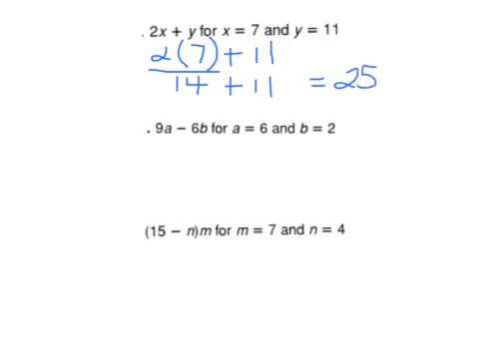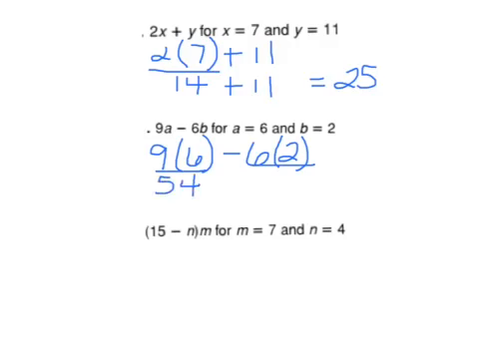Let's try this one. We have 9a minus 6b. So 9 times a, and a is 6, minus 6b. That means 6 times b, and b here is 2. Multiplication comes first, and we can do these at the same time. 9 times 6 is 54, minus 6 times 2, which is 12, which equals 42. Perfect.